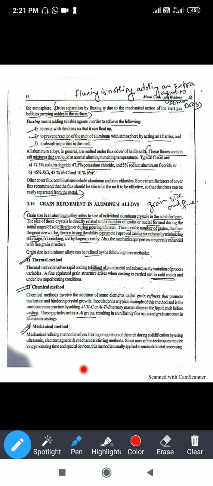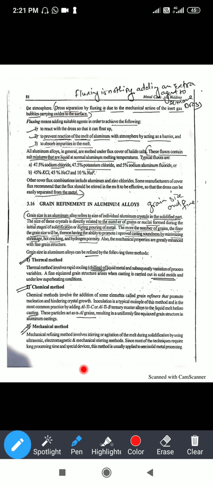Now the chemical method. The chemical method involves adding some elements called grain refiners to promote nucleation. Here some chemicals are added to promote the generation of more grains, hindering crystal growth. Which chemicals are commonly used? Aluminium bentonite is a master alloy added to the liquid melt before casting, during pouring, so that it increases the number of nucleations and generates the casting.